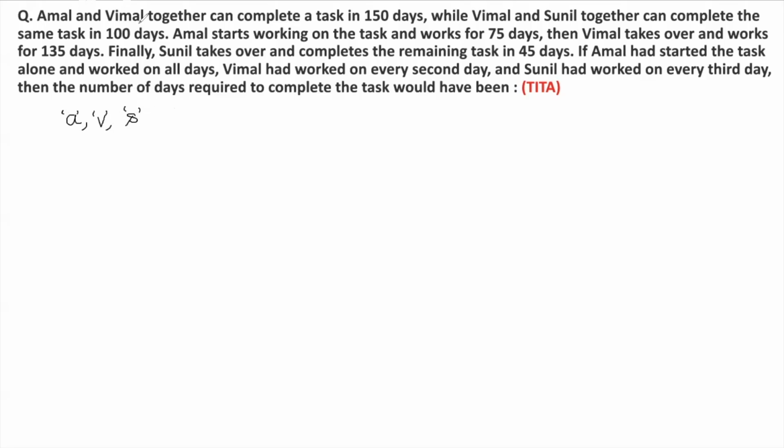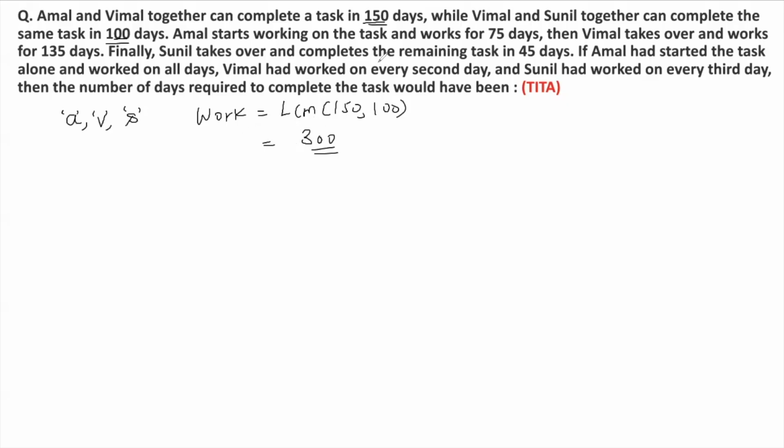Okay. Now Amal and Vimal together can complete a task in 150 days and Sunil and Vimal together can complete it in 100 days. Now the second step you can follow to make your life easy is to start by assuming the work as the LCM of the two numbers 150 and 100. The LCM of these two numbers is basically 300. You can take any other common multiple, maybe 600, 1200 or whatever. But taking the LCM precisely makes the task slightly easy, because you get smaller numbers to work with further.